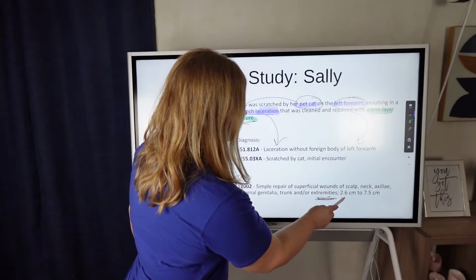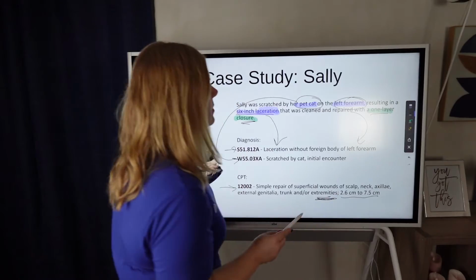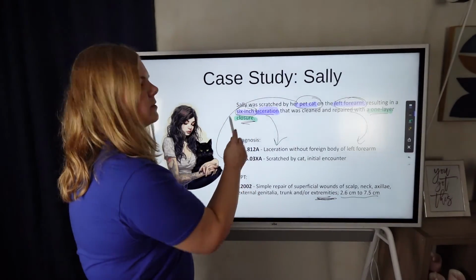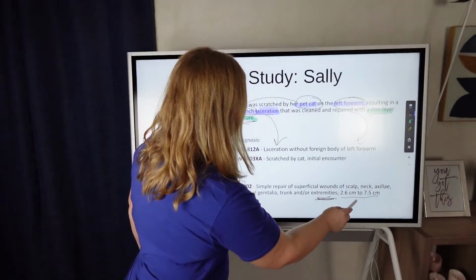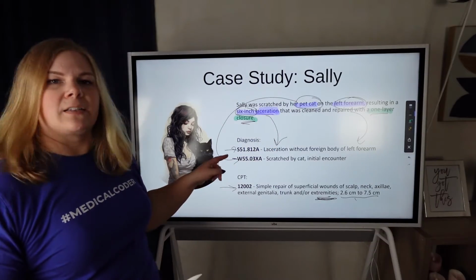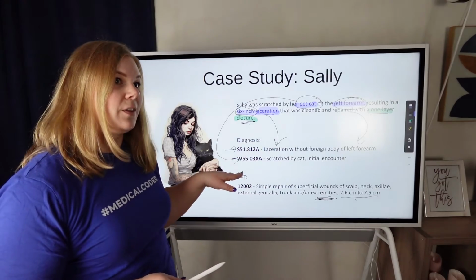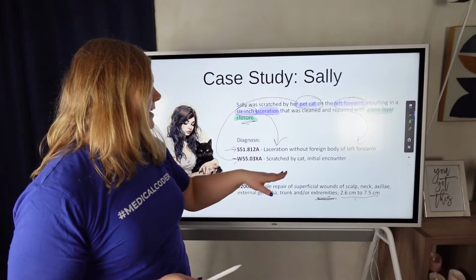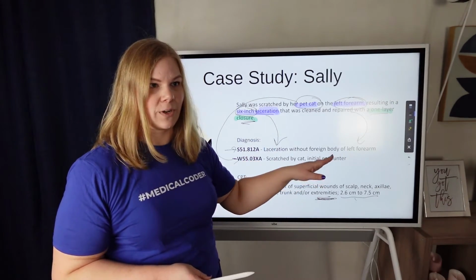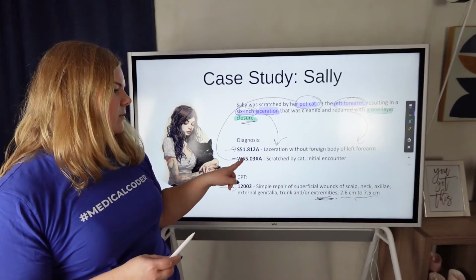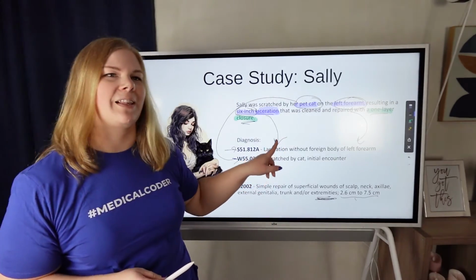And 2.6 centimeters to 7.5. So what was ours? It was a 6-inch repair, and that falls right into that area there. If we were to put that W code first, or if we just put only the W code, we might get a denial because that's just telling us they were scratched by a cat, right? It's the injury that supports the medical necessity of this repair, the fact that there was a laceration.